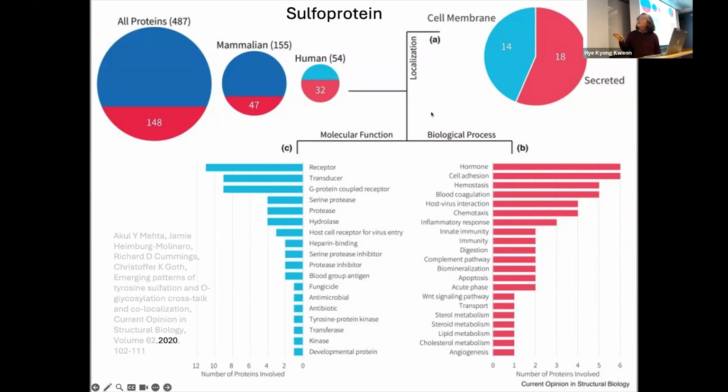And then there are molecular functions and biological processes. As I already explained a little, they are mostly involved in functions and processes like blood coagulation, fungicide, and apoptosis. They are involved in very critical biological processes.